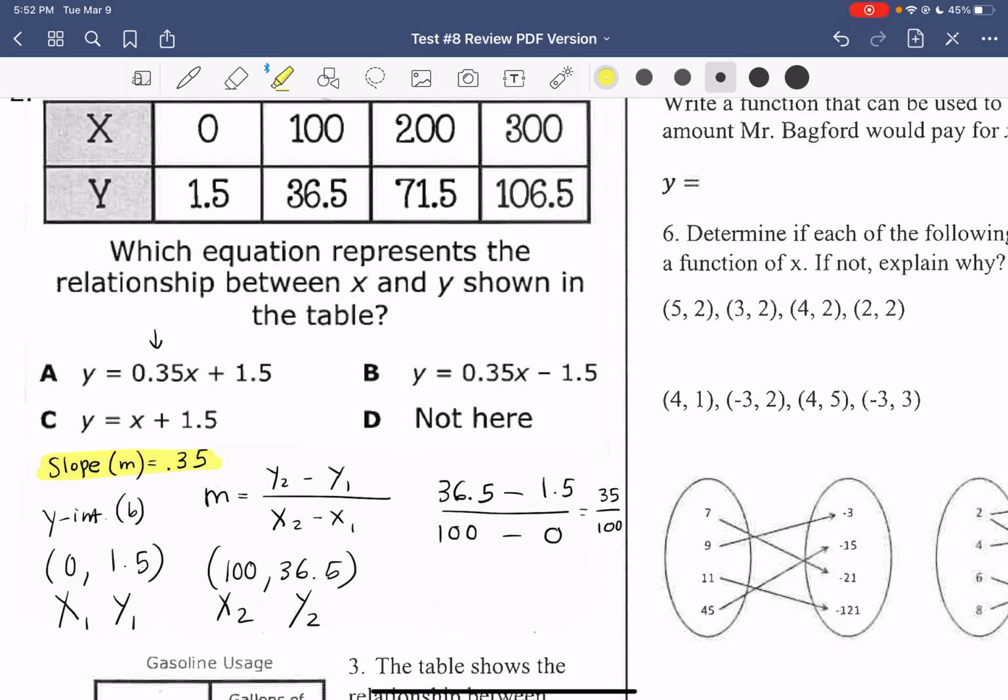And then our y-intercept is where our line is going to cross the y-axis. So where x is 0, y is going to be what other number? We see that in the table. When x is 0, y is 1.5. So our y-intercept is a positive 1.5. Then we can put those two numbers into an equation, and that lands us at answer choice A.